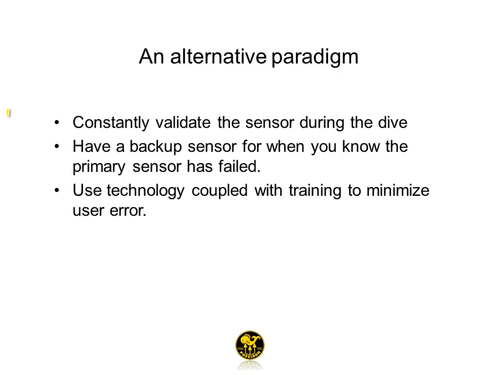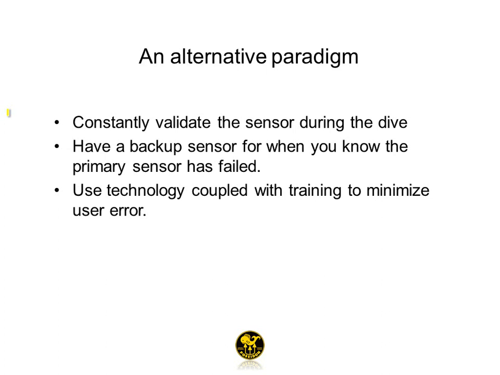All right, so these incidents, like the one I've just described here, were a pretty big wake-up call for me, because I never bothered crunching the numbers. I just took it as an article of faith that three sensors were reliable. So when it came to the Mark VI, we came up with an alternative paradigm, and it's rather interesting. I think most people are aware of how this thing works. What we try to do is constantly validate a single sensor during the dive. We have a backup, but it's a different paradigm: the backup sensor does not enter into the measurement or control at all unless we've determined that the primary sensor has failed.